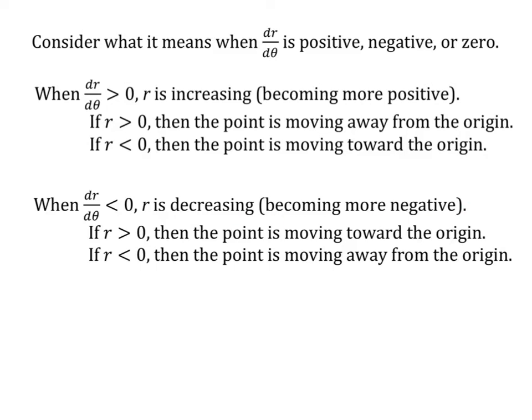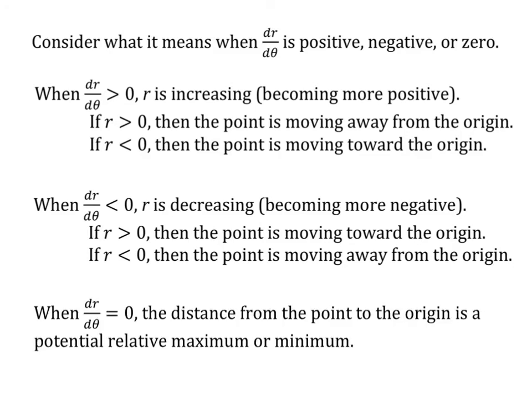The last thing to consider is what it would mean if dr d theta was 0. This should be a flashback to what we did in the first year calculus course, when we learned about dy dx being equal to 0. Pause and think about that one for a minute. When dr d theta is 0, it means that the radius, the distance away from the origin, is not changing. We've seen this before: it means the distance from the point to the origin is a potential relative max or min. If you're neither increasing nor decreasing your distance away, you're holding steady, and that's where you have a chance of being a max or a min.